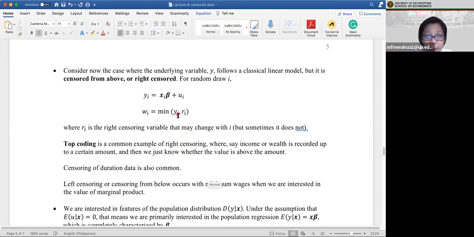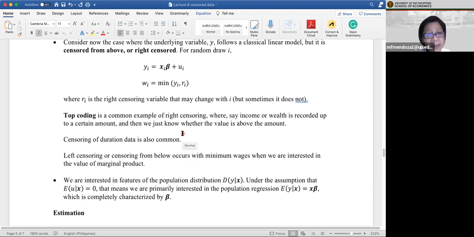For example, we're looking at annual income. Suppose r sub i is 500,000. That is the right censoring value, and suppose the actual income of the economic agent is 1 million pesos a year. Then what would be recorded would be 500,000 instead of 1 million, because you take the minimum of y sub i and r sub i. Another example of right censoring or top coding occurs with duration data.